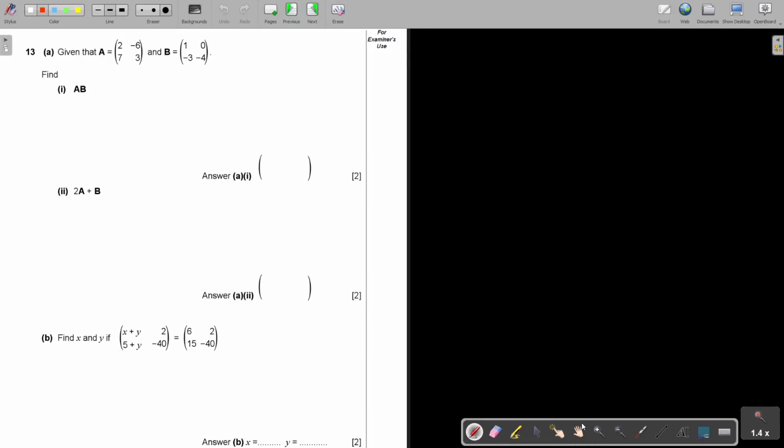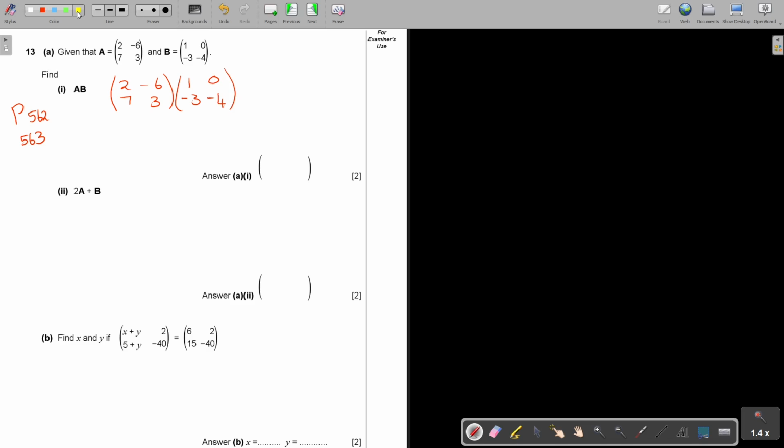Question number 13. Given that A is a matrix and B is another matrix. So I'm at matrices. In the textbook, it's part 2, you will find it on page 562, 563. Now, this is just multiplication. It's a strange method, but you must just conquer this. It's a straightforward question.